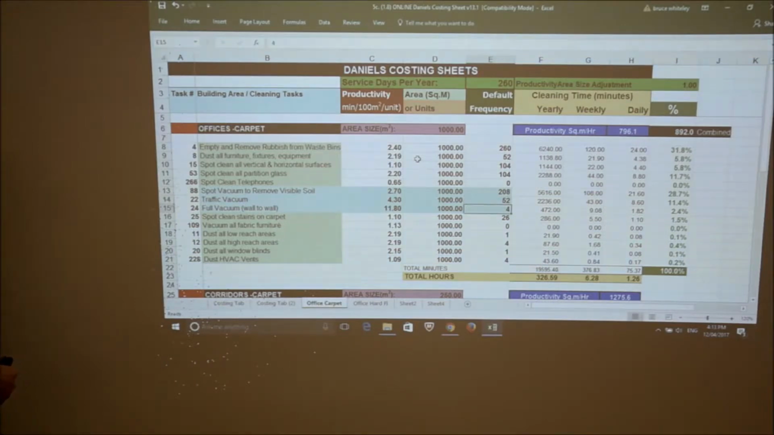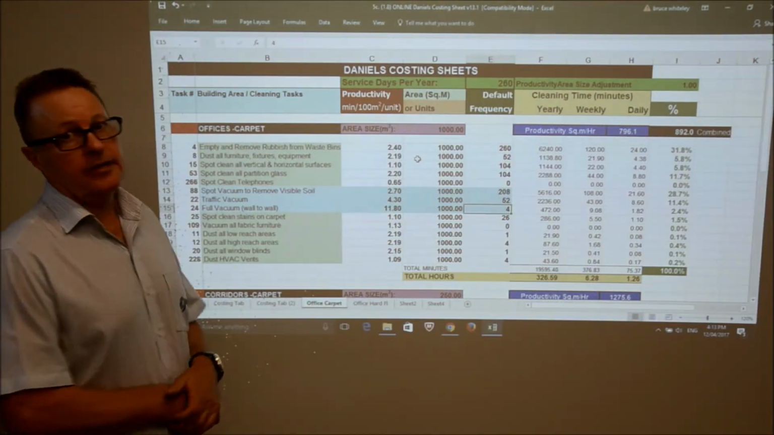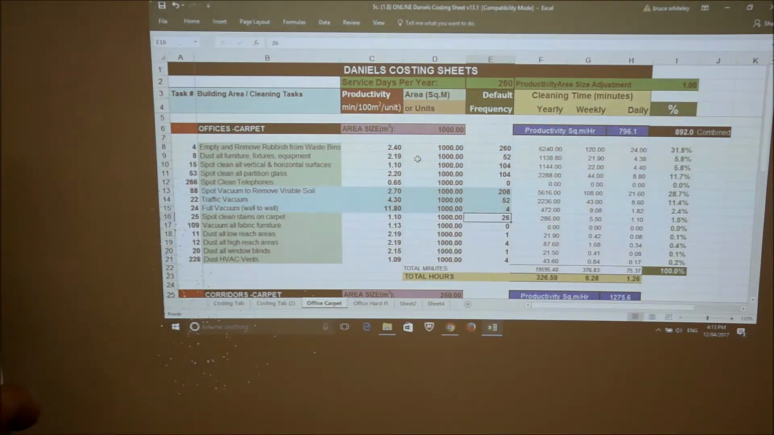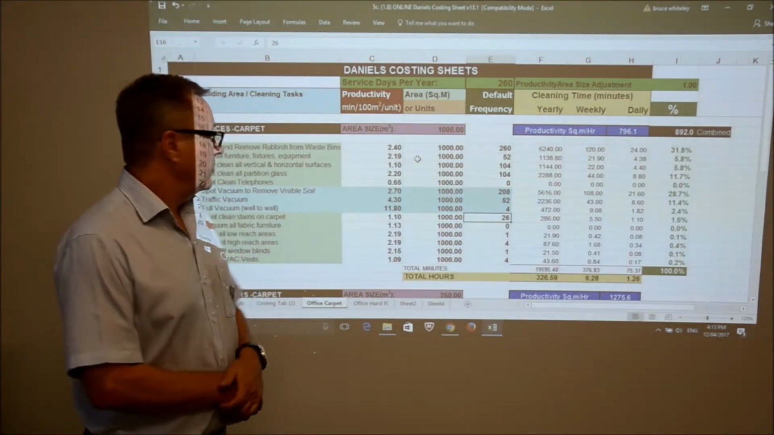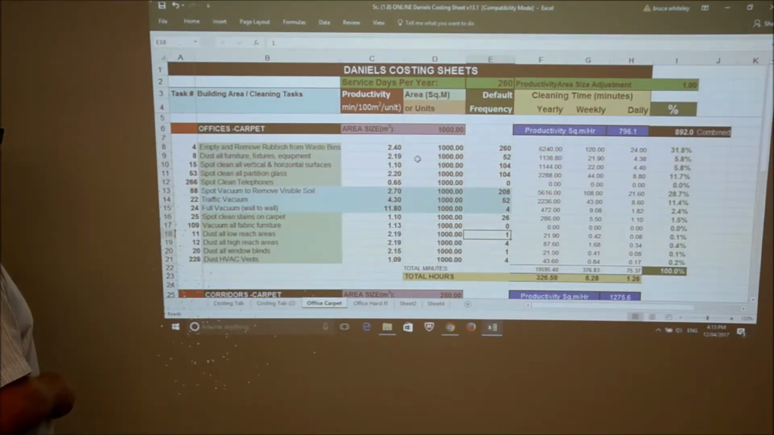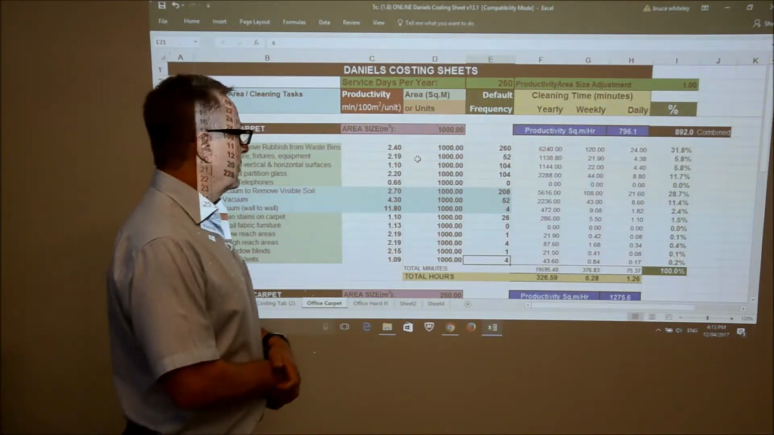We've then put in here we're going to vacuum wall to wall 4 times a year, once a quarter. We're going to spot clean stains on carpet 26 times a year, which is every 2nd week. And then with our dusting, we've got in low reach once a year, high dusting 4 times a year or every 3 months, windows and blinds once a year, air conditioning vents 4 times a year or once a quarter.